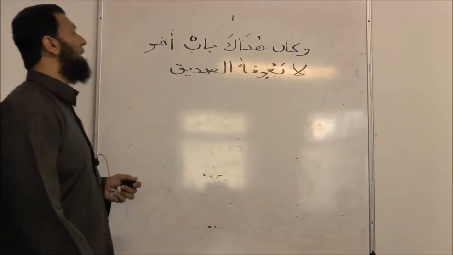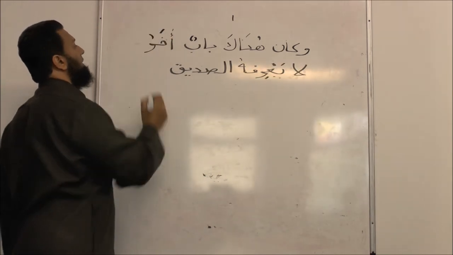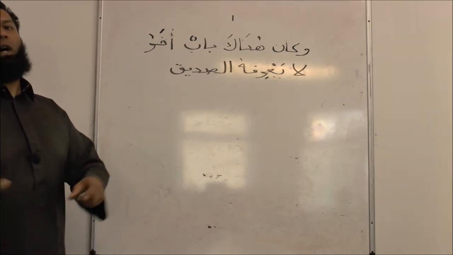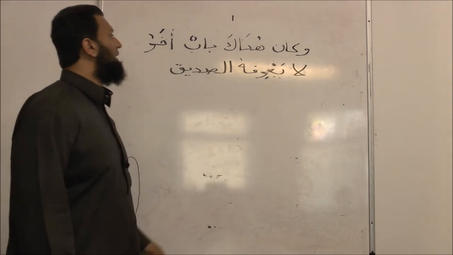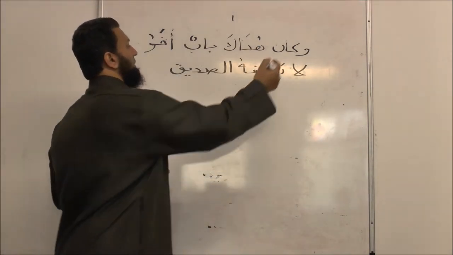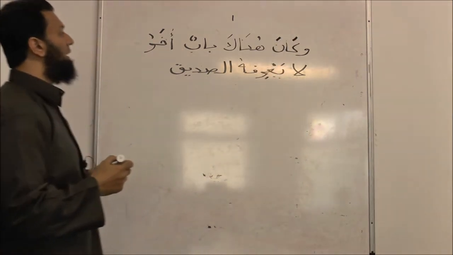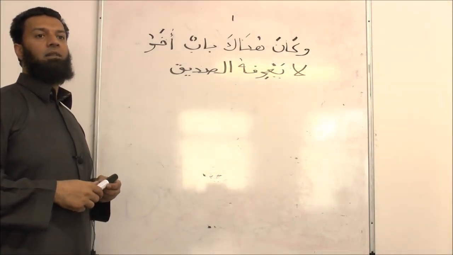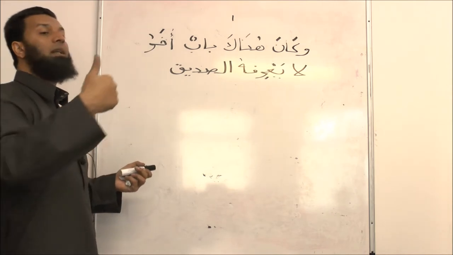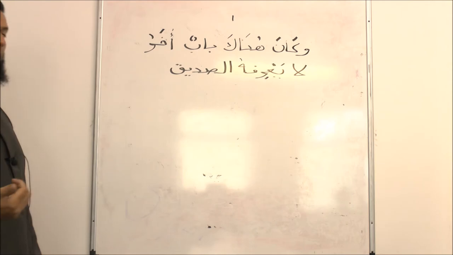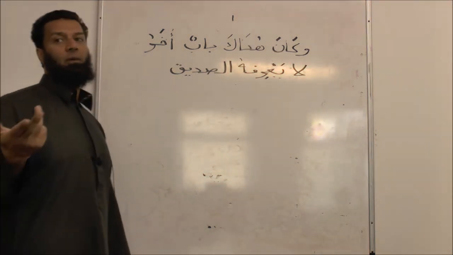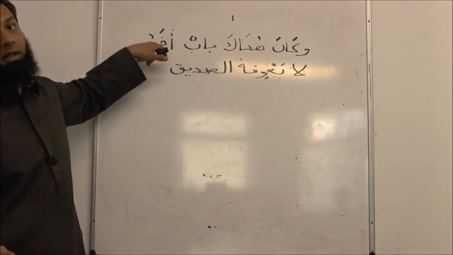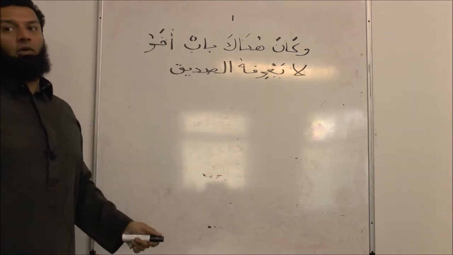Babun wa kana hunaka babun akharu. Akharu is another. Wa kana hunaka babun akharu. So what does that mean? Kana hunaka babun akharu. Kana is was, used to. Remember, kana either means was, used to, he was, it was, or there was. There was there a door, other. So there was another door.